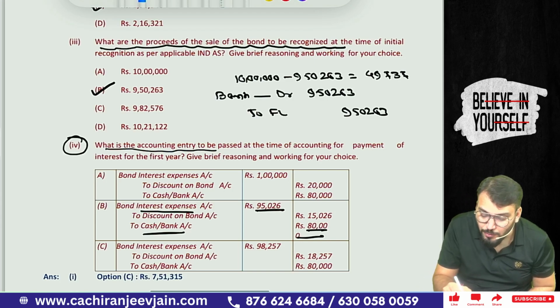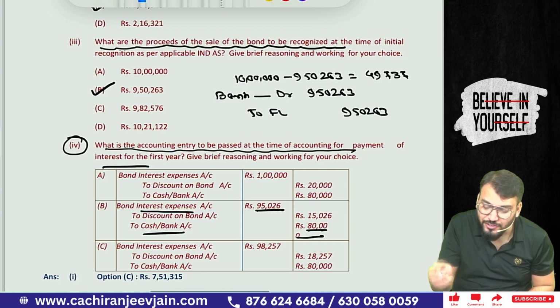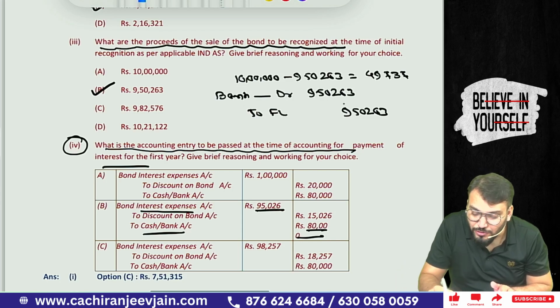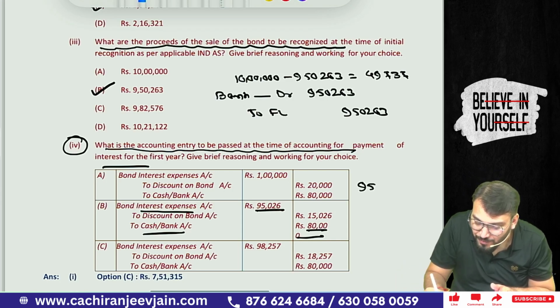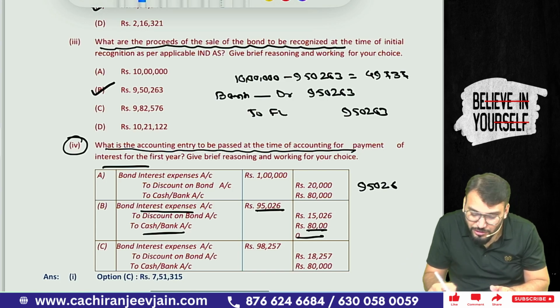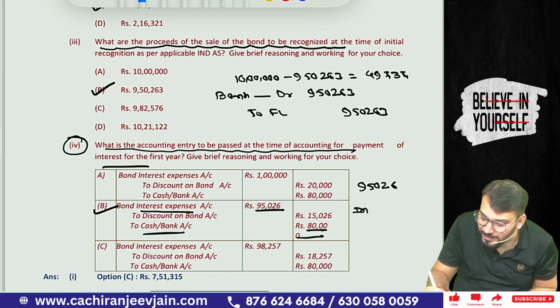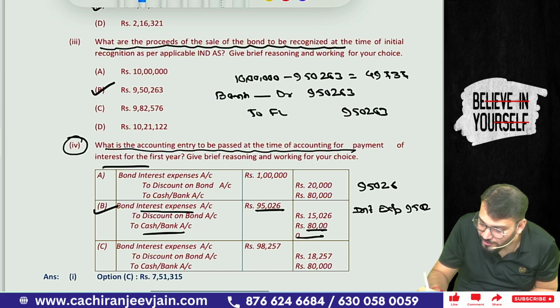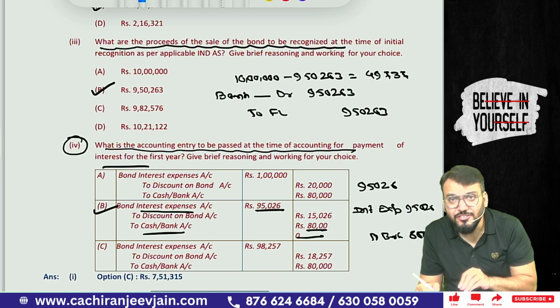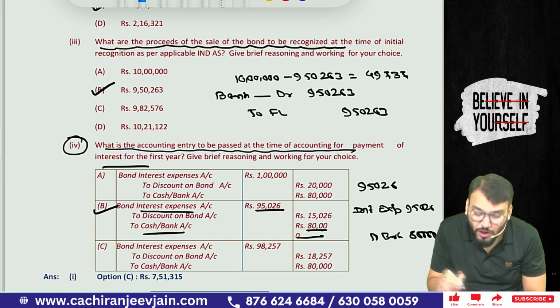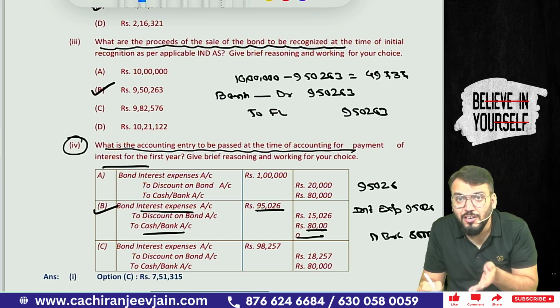What is the accounting entry to pass at the time of accounting for the payment of interest? So interest will be calculated on 9,50,263, means 10% is 95,026. So you can see option number B will be correct. But what journal entry have they given? They have given interest expense account debit to bank. So interest expense is 95,026, and to bank is 80,000. And the difference we normally adjust with financial liability, but they have adjusted with discount on bond. So if you have debited discount, then only credit discount.